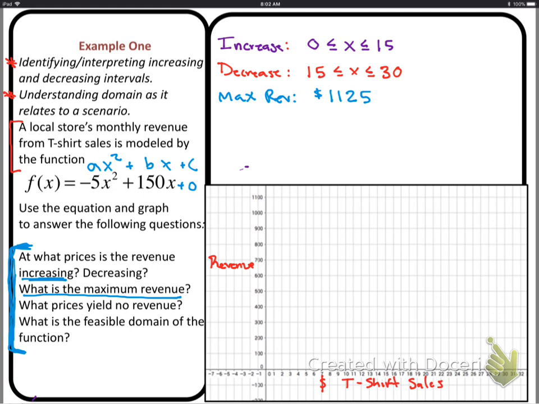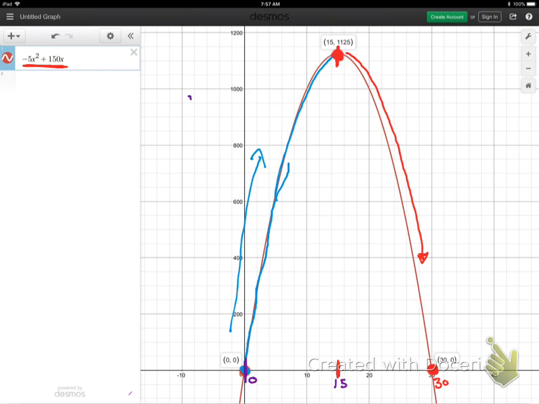Okay, next question. What prices yield no revenue? So where do we make no money? So no revenue. And again, we've got to refer back to our graph. We're going to be reading our graphs a lot here. So no revenue is when the y is at 0. So if we're looking at this, we look for our x-intercepts. So right there, y is 0. And at 30, y is 0.